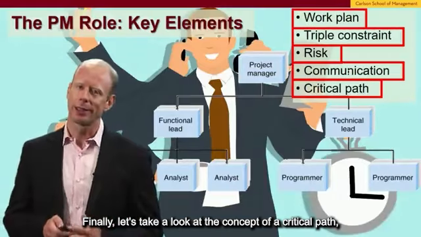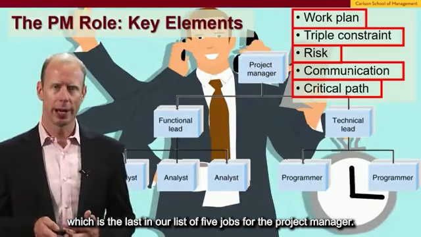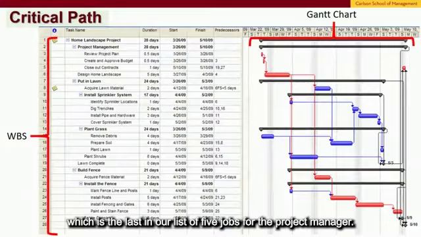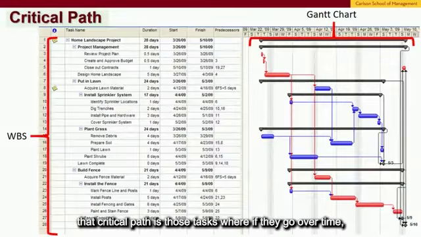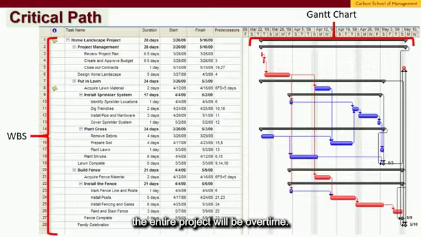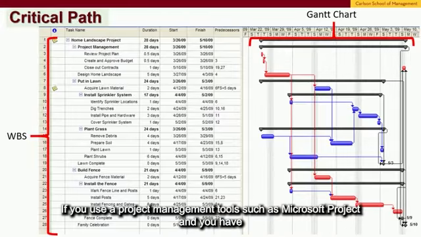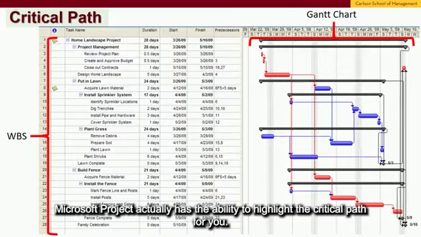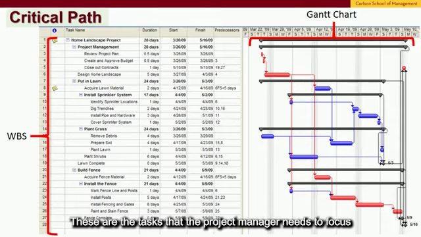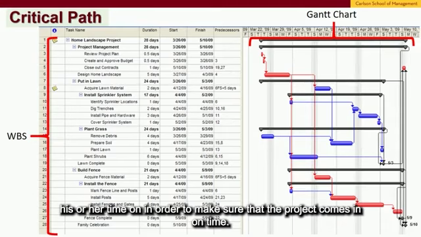Finally, let's take a look at the concept of a critical path, which is the last in our list of 5 jobs for the project manager. Within your work breakdown structure, the critical path is those tasks where if they go over time, the entire project will be over time. If you use a project management tool such as Microsoft Project, and you have your tasks as well as your dependencies and estimates all properly entered, Microsoft Project actually has the ability to highlight the critical path for you. These are the tasks that the project manager needs to focus his or her time on in order to make sure that the project comes in on time.